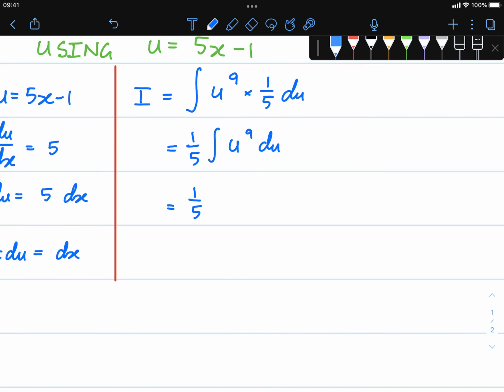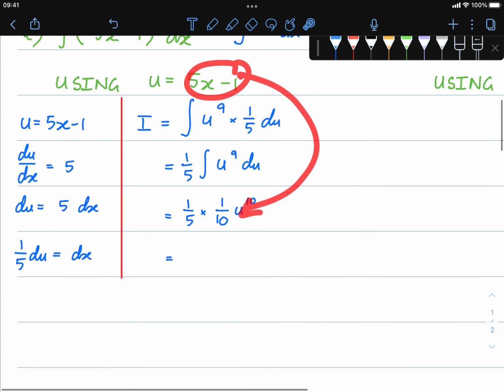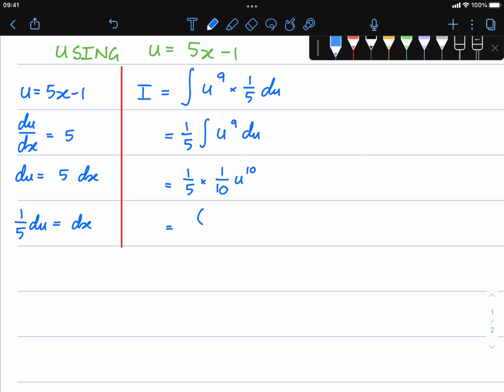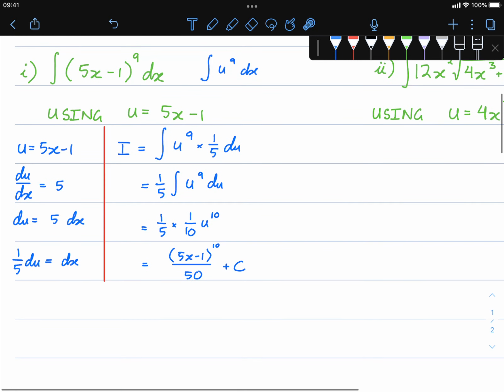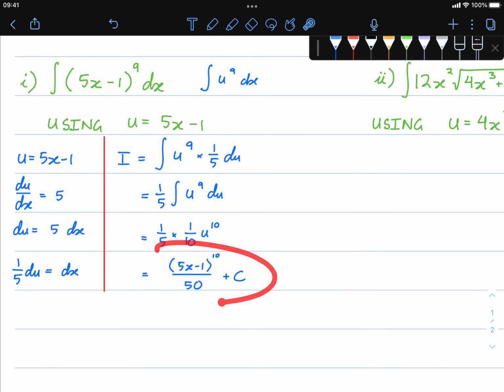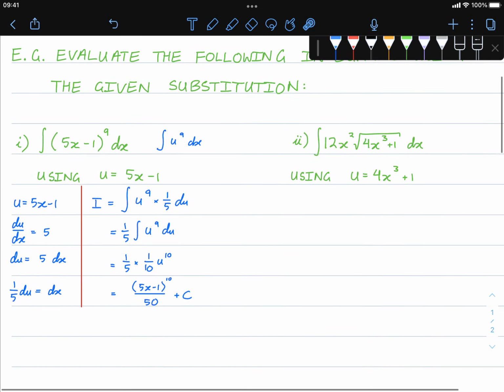So we get 1 over 5 times 1/10 u to the power of 10. And resubstituting back what our original value was, we now get 5x minus 1 to the power of 10, all over 50, plus c. And that there is our integral. Okay, so with that in mind, you can pause and give the second one a go yourself.